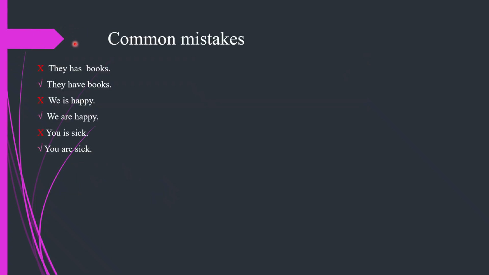We now want to highlight some of the common mistakes that many learners of English make when they are using auxiliary verbs and the personal pronouns in the plural form. We don't say they has books, but you say they have books. You don't say we is happy, but you can say we are happy. You don't say you is sick, but you can say you are sick, and many other examples that you can think of.